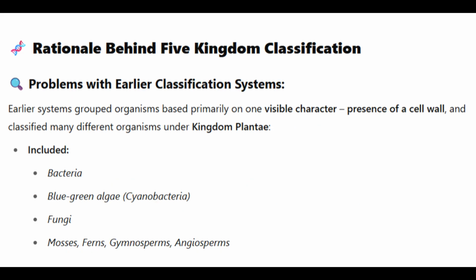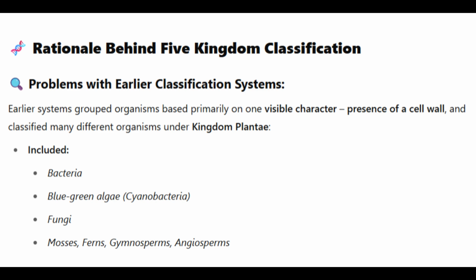Rationale behind 5-kingdom classification. Problems with earlier classification systems. Earlier systems grouped organisms based primarily on one visible character, presence of a cell wall, and classified many different organisms under kingdom Plantae.